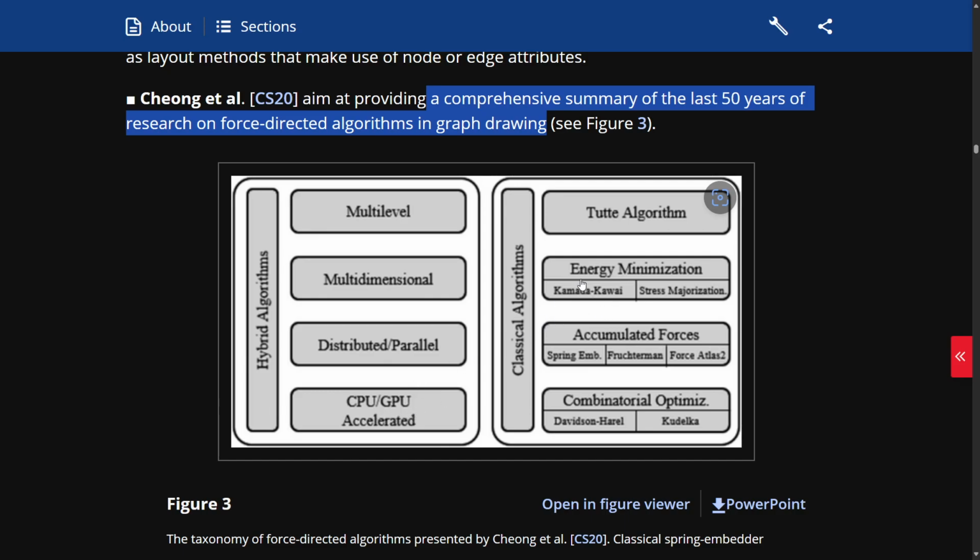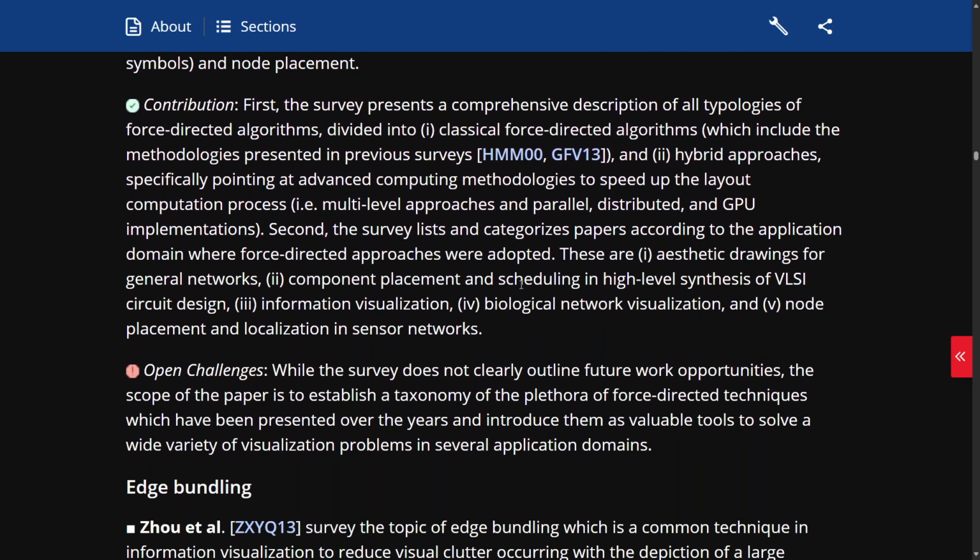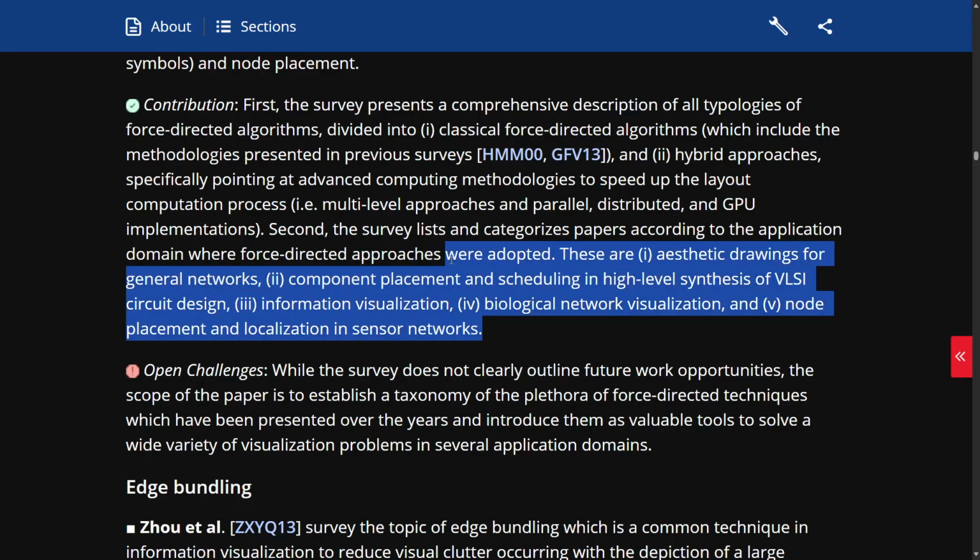Second, the survey lists and categorizes papers according to the application domain where force-directed approaches were adopted. These are: 1, aesthetic drawings for general networks; 2, component placement and scheduling and high-level synthesis of VLSI circuit design; 3, information visualization; 4, biological network visualization; and 5, node placement and localization in sensor networks.